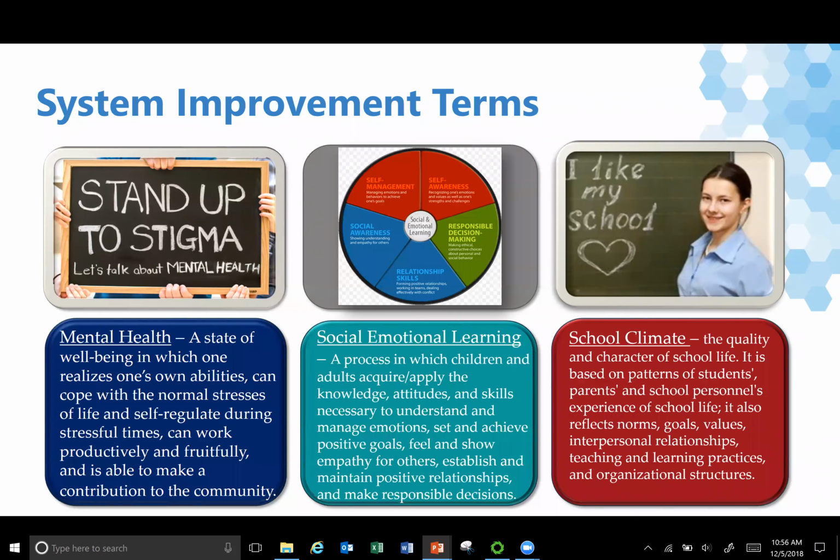Lastly, we have school climate, which is the quality and character of school life. It is based on patterns of students, parents, and school personnel's experiences of school life. It also reflects norms, goals, values, interpersonal relationships, teaching and learning practices, and organizational structures. And that's where some of that systems work comes in, and the idea around positive behavior intervention. Lots of the acronym language that's out there is really just about, do our kids feel safe and do they feel engaged and enjoy their school, and what are we doing to continue to improve that?